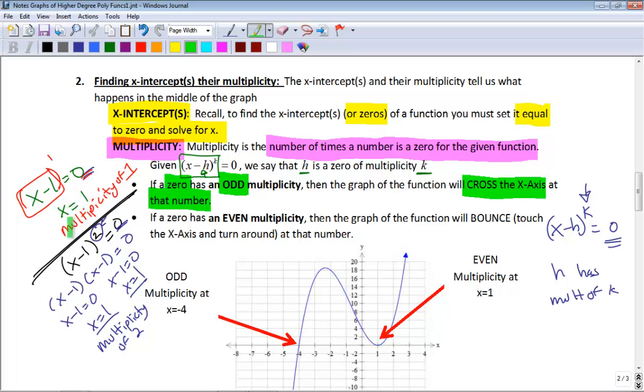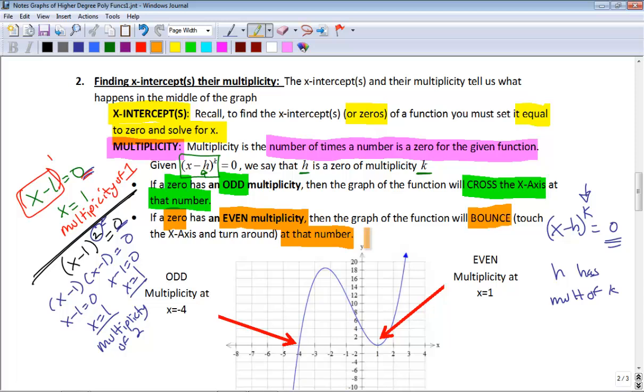For example, here we had a multiplicity of 1 for our x-intercept of 1. Well, what does that mean? At 1, my graph crosses. It goes from above to below or below to above. It'll cross the x-axis at that point. All right, well, what happens if I have an even multiplicity? Well, if your 0 has an even multiplicity, then what's going to happen is that your function's going to bounce at that number. Well, what do I mean bounce? Well, that means it's going to touch at that number and turn around.